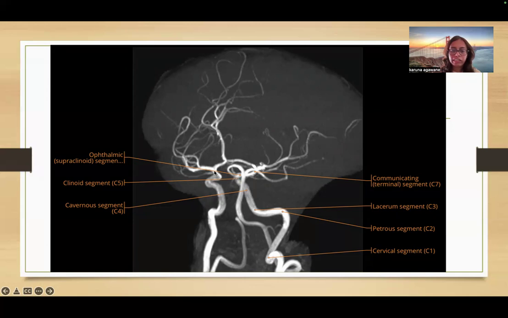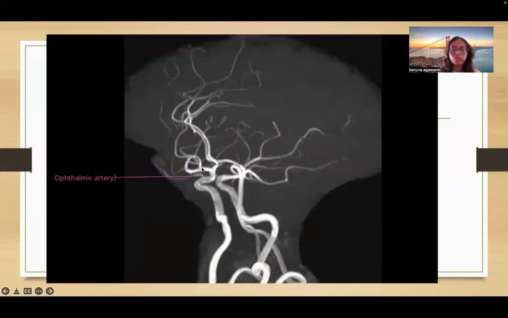Then on this side, we can clearly see this one. This is your supraclinoid segment, giving off the ophthalmic artery, and this terminal branch is bifurcating into the ACA and MCA. Another view just to show the origin of the ophthalmic artery from the supraclinoid segment. Here you can see the clinoid, supraclinoid, and terminal segments.